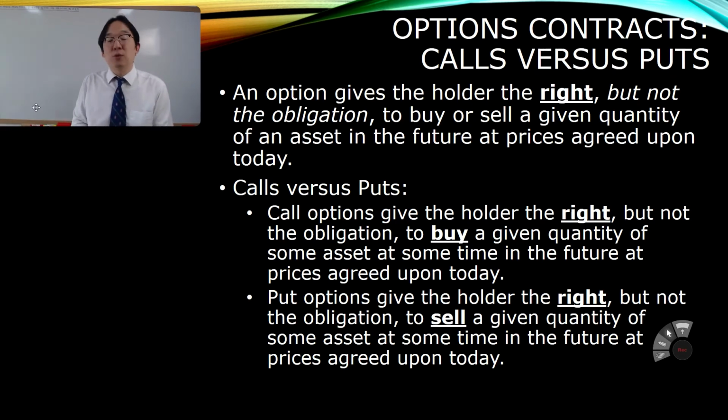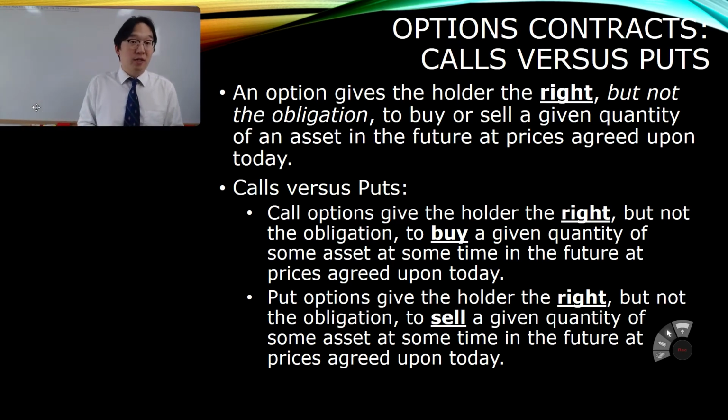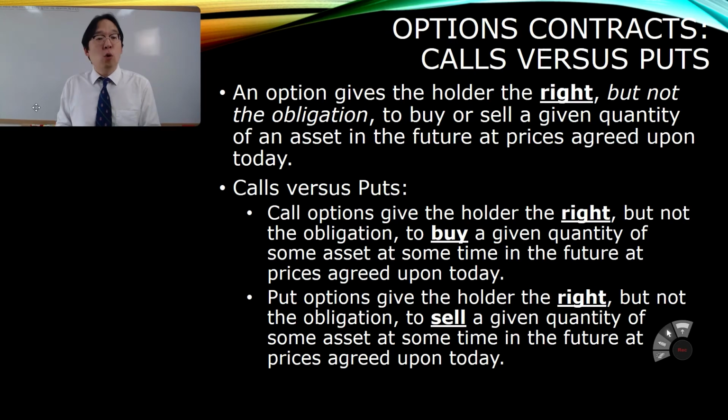So it gives you, right, some kind of protection. That's an important feature of these options. And then there are inevitably probabilities, right, involved in pricing these options. Now, this is the right, not the obligation, to buy or sell a given quantity of an asset in the future. This asset is called the underlying asset or reference asset, right? Depending on the context, they name it differently.